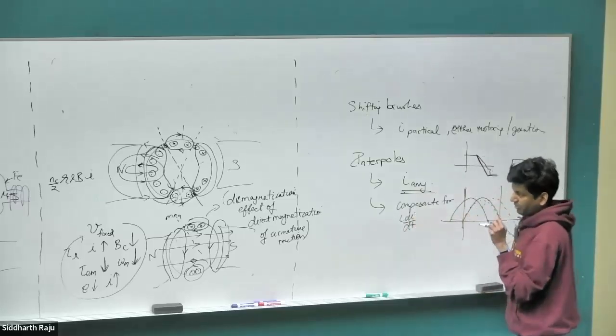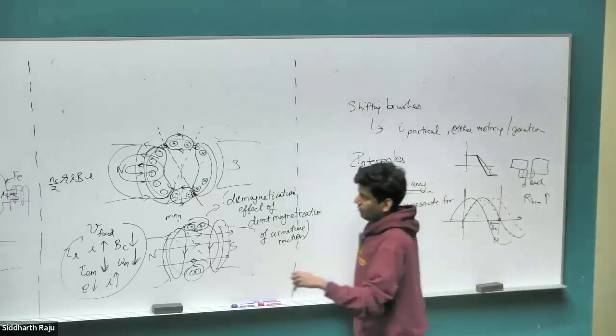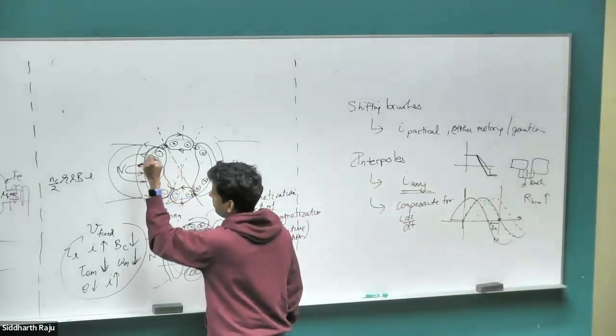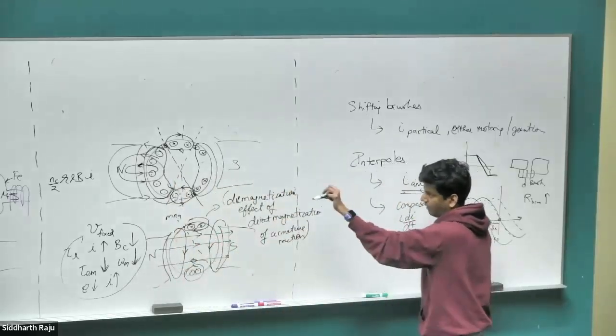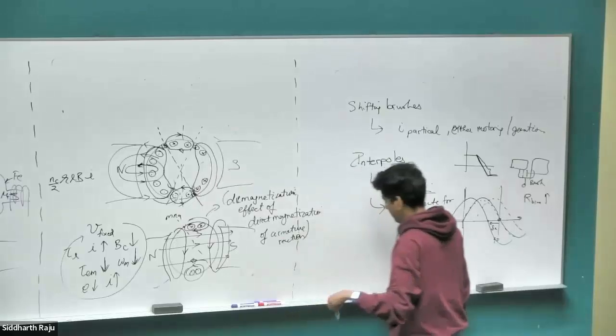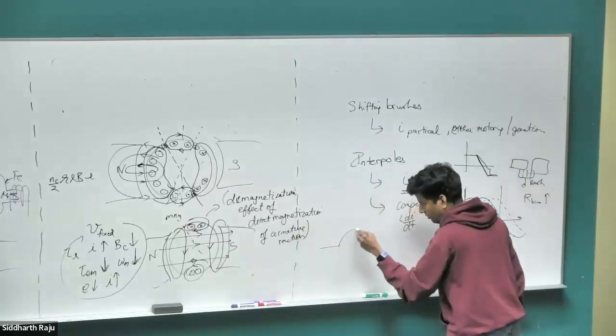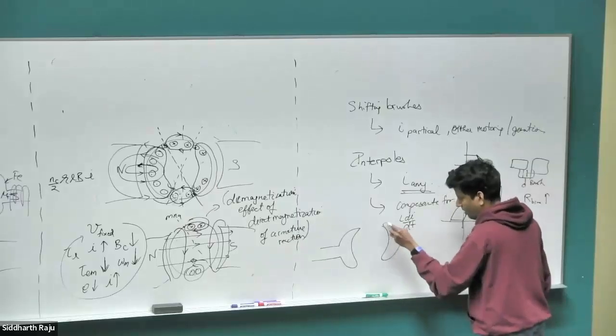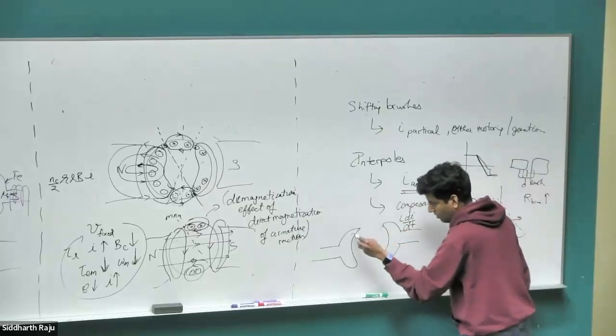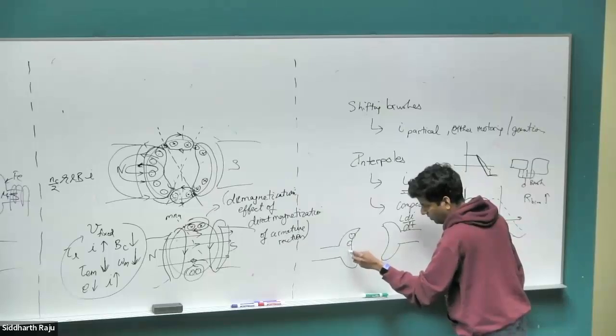There is one thing interpoles cannot compensate for, which is the demagnetizing effect of this current due to the armature current, the magnetic field getting reduced in the magnets. So for that, what we use is compensation windings. Basically, we have conductors here.